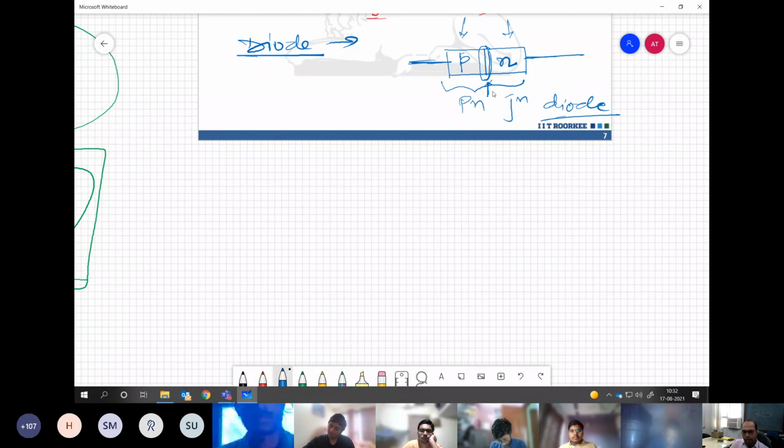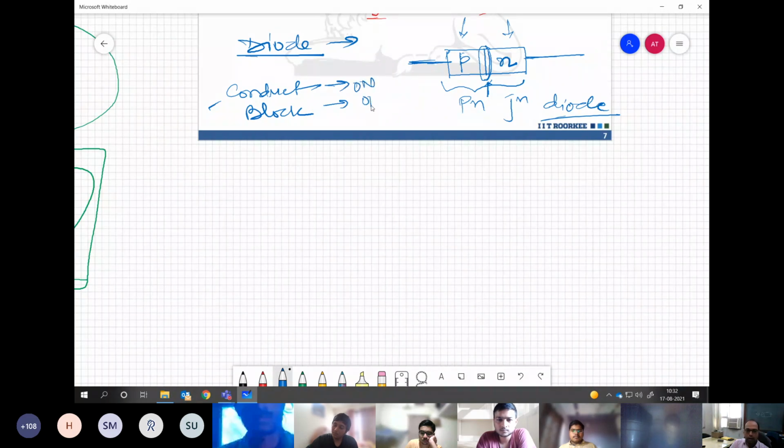Now there are conditions when this diode can be made conducting and when it can be made to be in a blocking state. These are only two possibilities, right? It can either conduct or it can block. So these two states essentially we take as the on and off states. Yes or no?